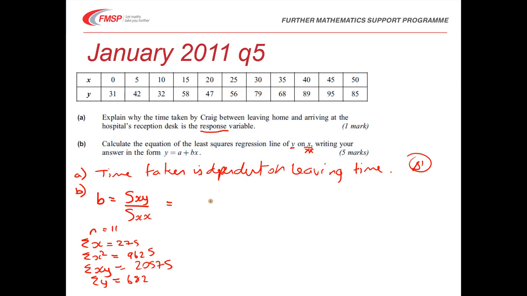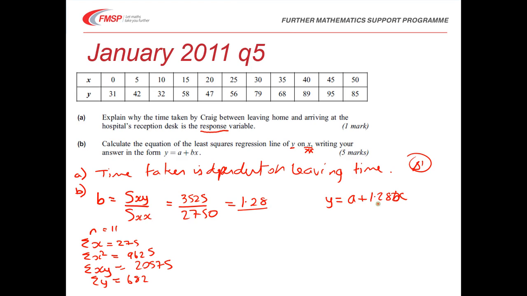So these can now be worked out. If you calculate SXY using the same technique we had before, we get 3525. Likewise, if you calculate SXX using the technique we've used previously, we get 2750. That leads me to a value of B of 1.28. Now we know our model looks like y equals A plus 1.28x.